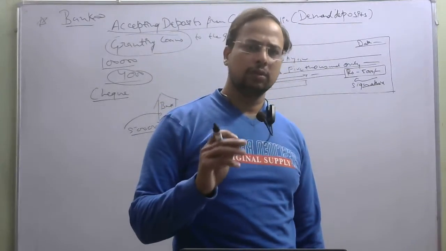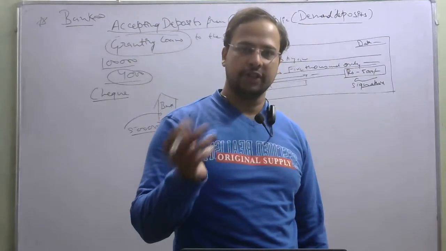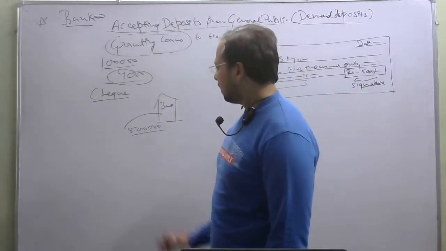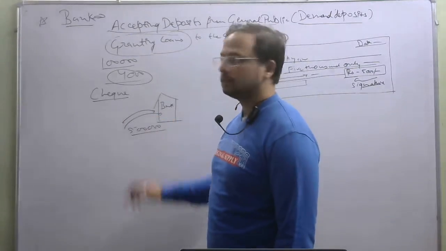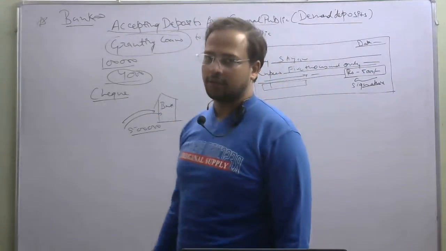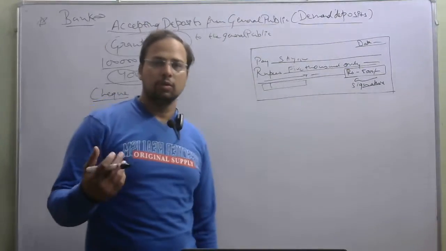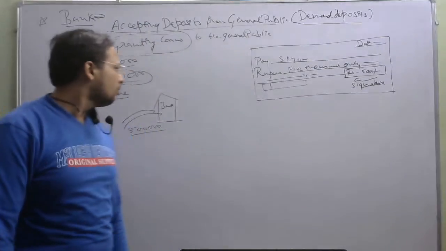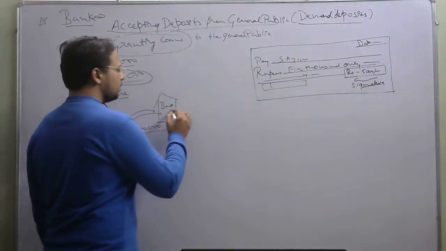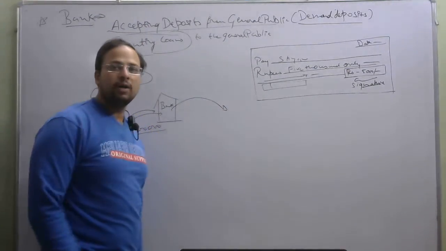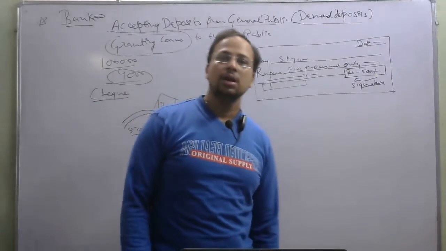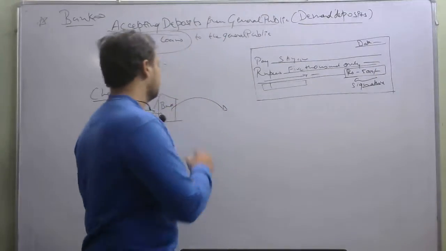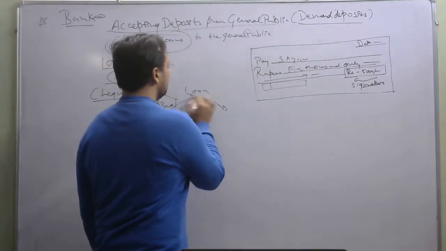But the bank also knows that the person is not going to come straight away asking for the money of demand deposit, and there are different persons who have deposited money. There is 5 lakh of Mr. X, there will be another amount of Mr. Y, and that will be the case. Now, what will the bank do? The bank will give this amount to another person as a loan, to the person who is in requirement of money as a loan.